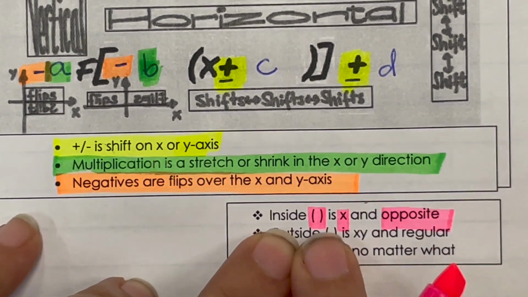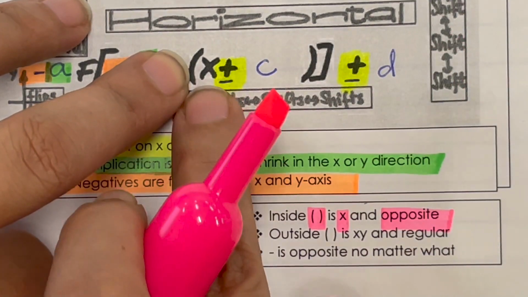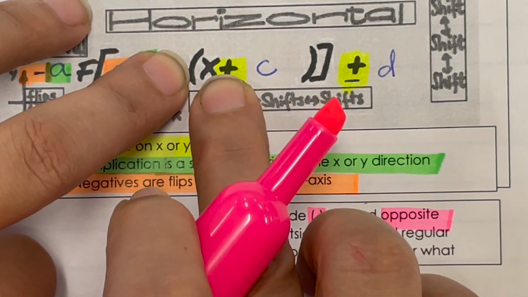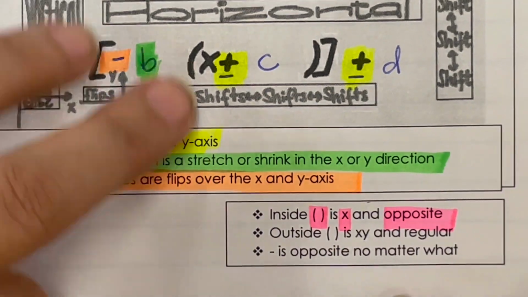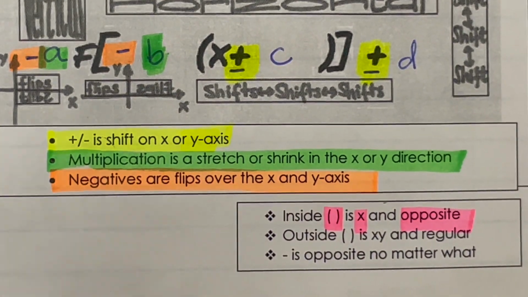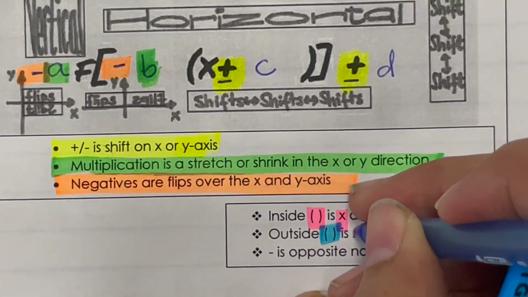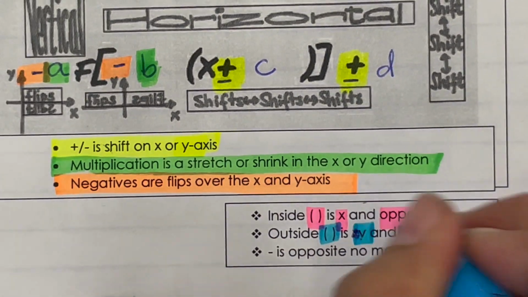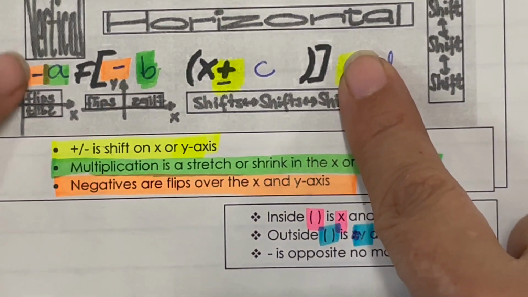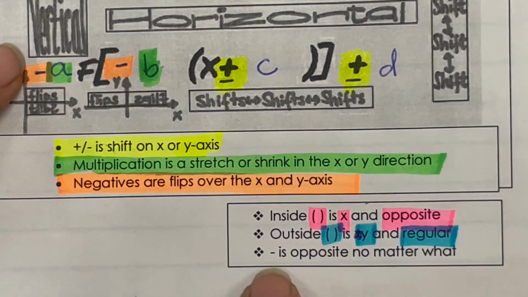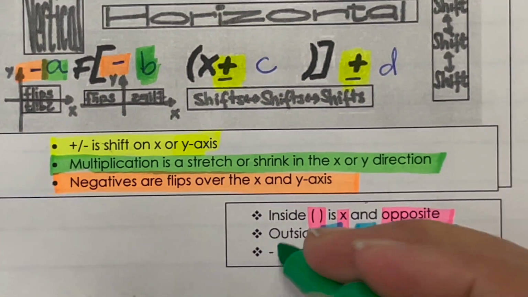If it's inside the parentheses, it's x and opposite. So if you have plus c, you think to go right, but you go left. If you have minus c, you think to go left, but you go right because it's opposite. Outside the parentheses is y and regular, meaning it's the y-axis and exactly what you think it's going to do. So d is outside. If it's positive d, it goes up. If it's negative, it goes down.